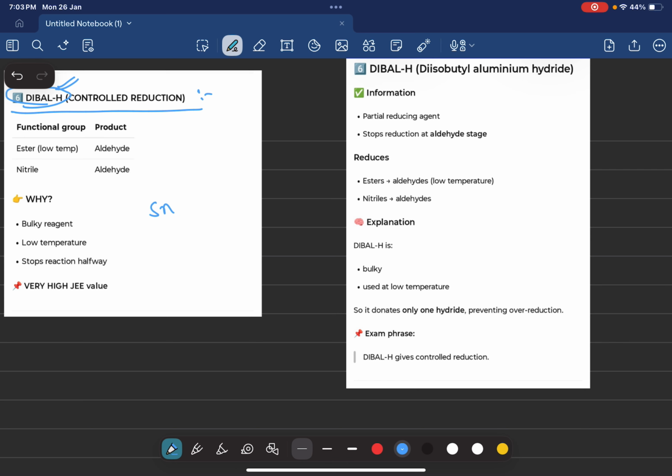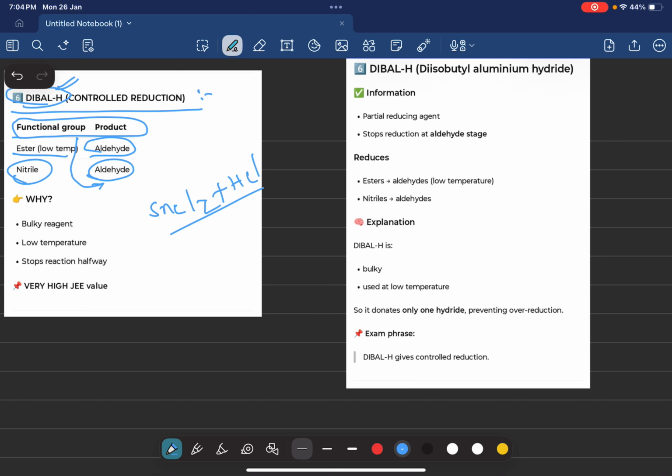In the Stephen reduction, we use SnCl2 plus HCl. Anyhow, what work will it do? Looking at functional group and product, esters can be converted into aldehydes, and nitriles are also converted into aldehydes. Why? Always aldehydes are the products, since it is bulky. Diisobutyl: isobutyl itself is a big group.